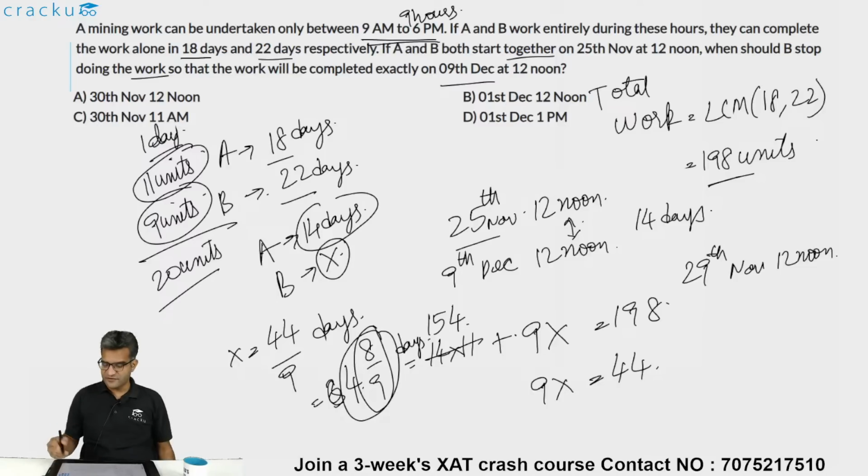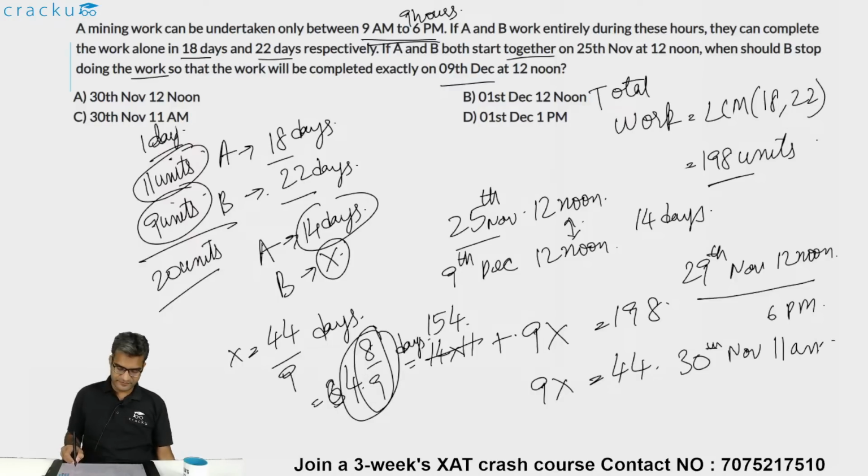So 8 more hours have to pass after 29th November, 12 noon. Till 29th November, 6 p.m., 6 hours have elapsed. Next, it will start at 30th November. Two hours have to elapse. 30th November, 9 a.m. is the start. So it is 30th November, 11 a.m., which is option C.